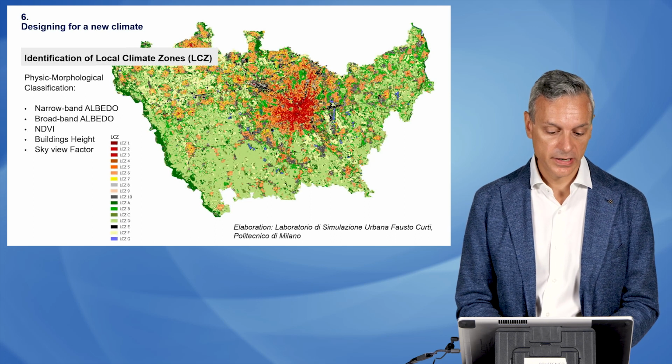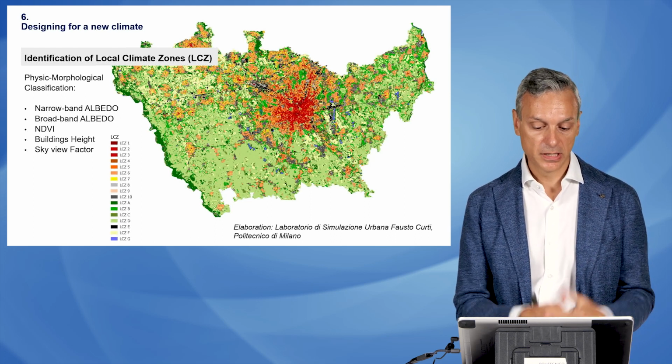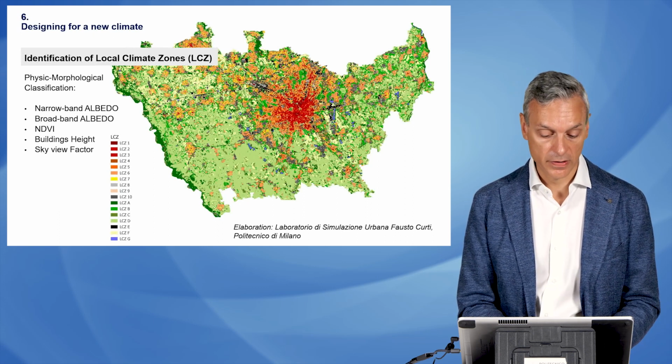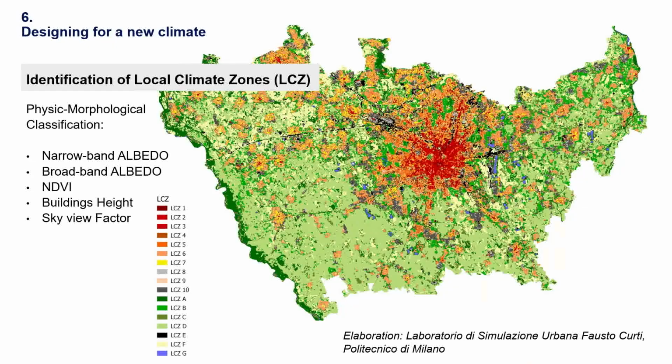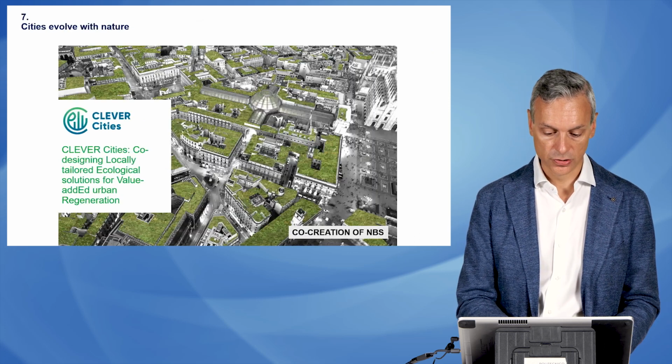That's why we refer to the concept of local climate zones that we have mapped and categorized for the city of Milan, for the metropolitan area as a whole. And this classification is based on the different forms, materials that the city shows. And we can then, based on this classification, refer to tailored measures to address climate actions.